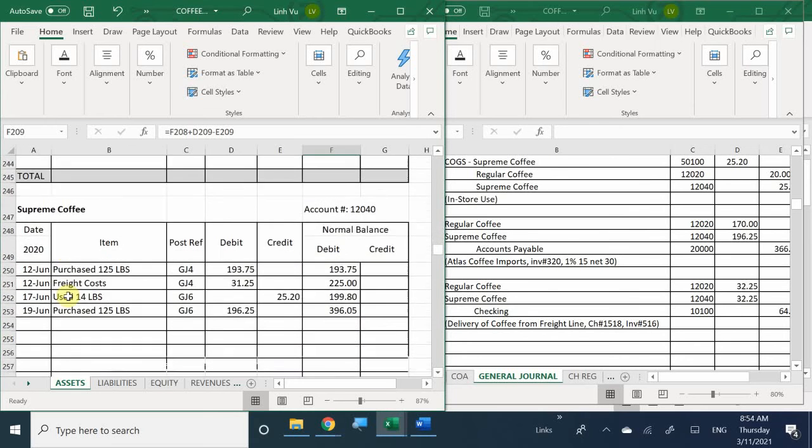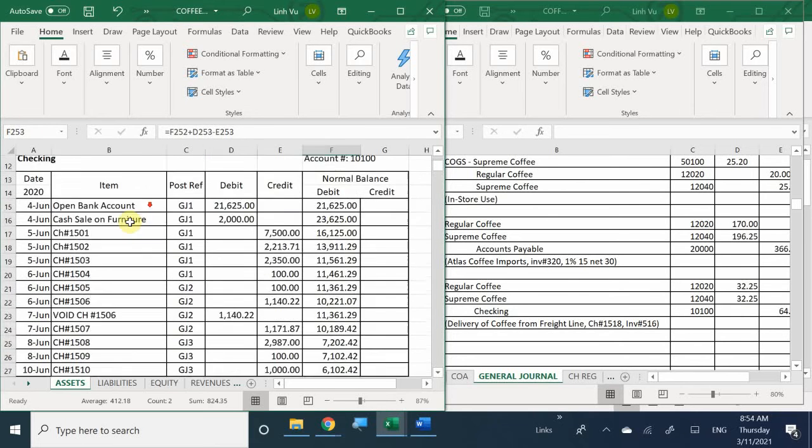Okay, I'm going to go down to Supreme Coffee. We're going to put the same thing. For how much? 32.25. So what is going to be my ending balance in my Supreme Coffee? 428.30. Alright.